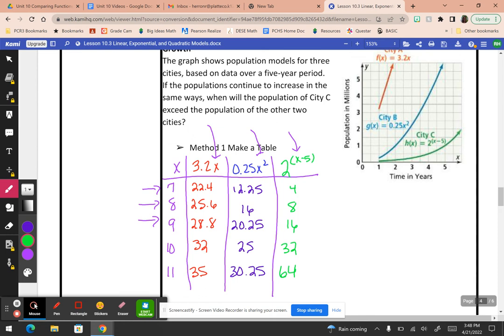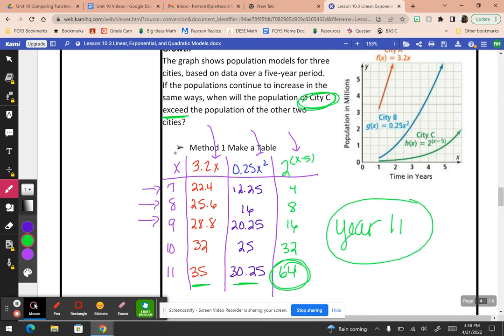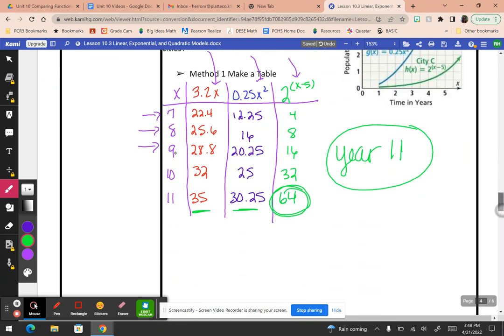So the question is, when will city C exceed or be bigger than the population of the other 2? Well, you can look here. 4 isn't bigger, 8 isn't bigger than those, 16 isn't bigger, 32 is not bigger, it's the same. So the next year, it's 64, and it's bigger than this one and this one. So year 11 is when it will actually exceed the amount, okay? So doing it by hand, you can look at it that way by plugging in the values for each one.